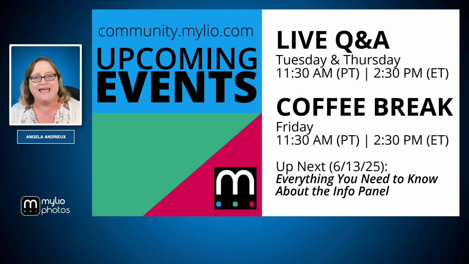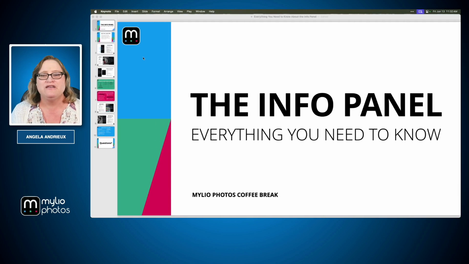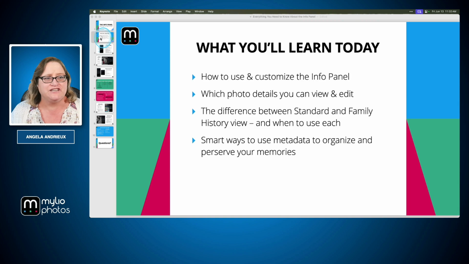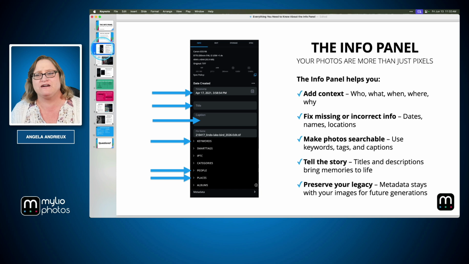With that, let's go ahead and jump into today's topic, which is the info panel. We're going to go through all of the things that you need to know to get the most out of this. I'll show you how to customize the info panel, what photo details you can view and edit there, and get to know the standard and family history views. If you didn't know, there are two different ways that you can view the information in the info panel, and a few smart tips to help you organize and preserve your memories. So let's go ahead and jump in here.